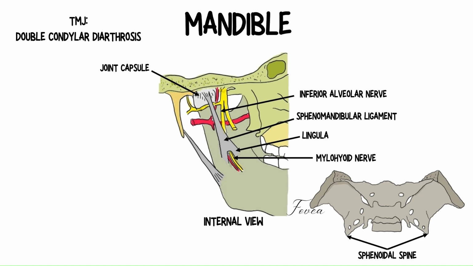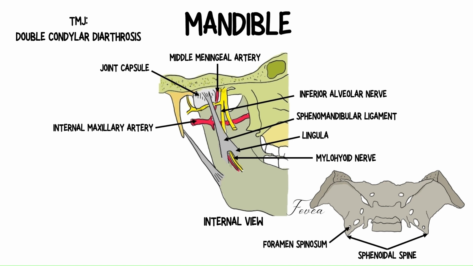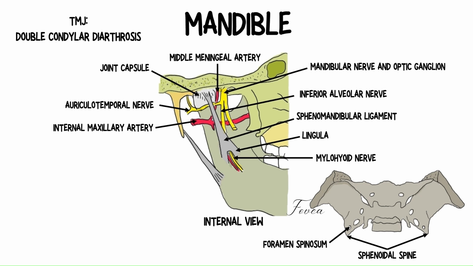The sphenomandibular ligament also has contacts with the pterygomandibular fascia, the lateral pterygoid muscle, the internal maxillary artery, whose major branch, the middle meningeal artery, ascends to reach the foramen spinosum and enters the middle cranial fossa where it runs, as we saw in the video on the temporal bone, into the sulcus in the squamous part of the temporal, and with the auriculotemporal nerve and the inferior alveolar nerve, both branches of the mandibular nerve.